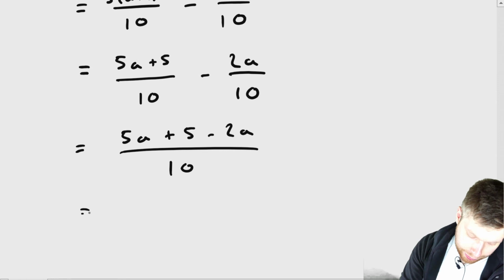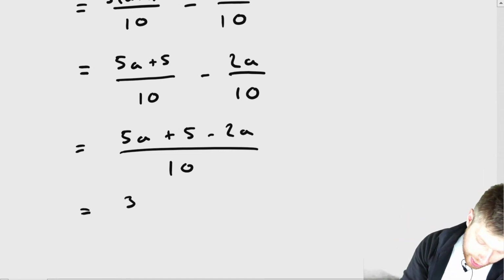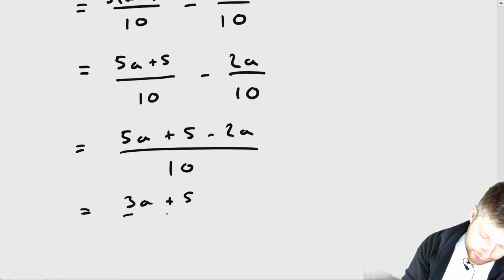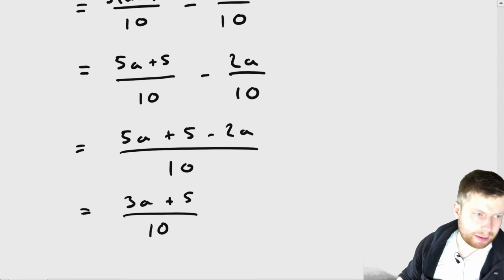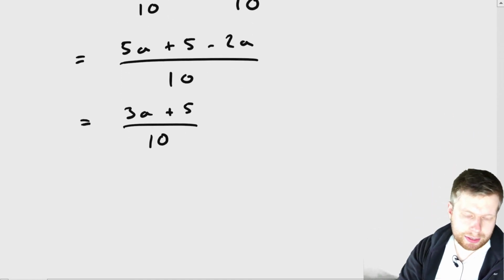Okay. So let's have a think. Well, 5a take away 2a, those are my like terms. That's going to give me 3a. I've still got the plus 5b, there's no like terms with that. And then all over 10. So that's it fully simplified. Now let's try something like this.